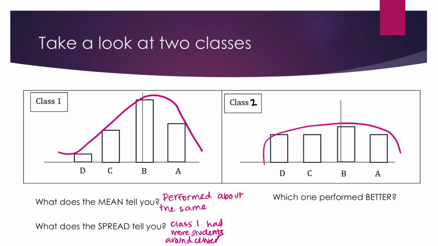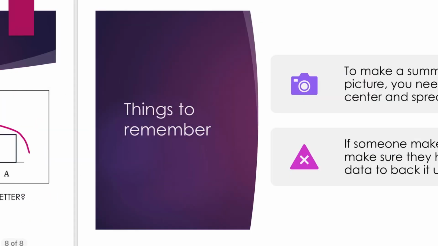Which one performed better? I'll leave that one up to you. Look at these graphs and think about which one you think did better. If we were just talking about measures of center, they performed about the same. What does the spread tell you? How does that affect your opinion of which class did better?